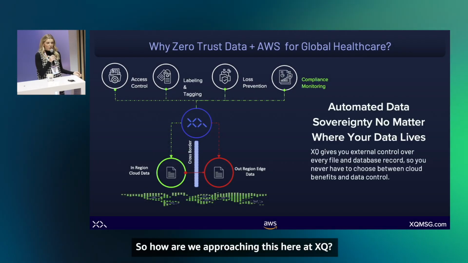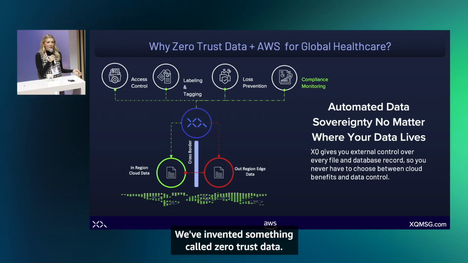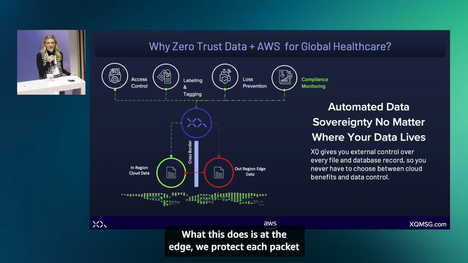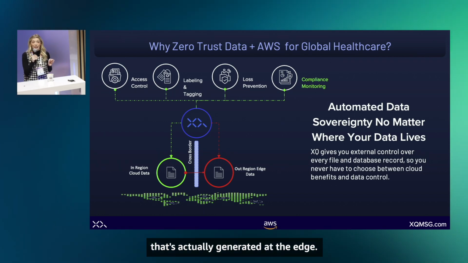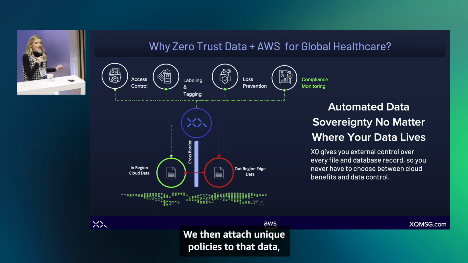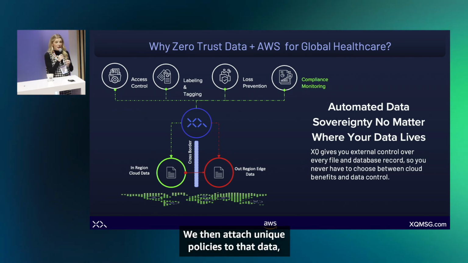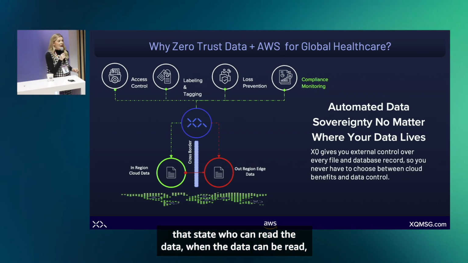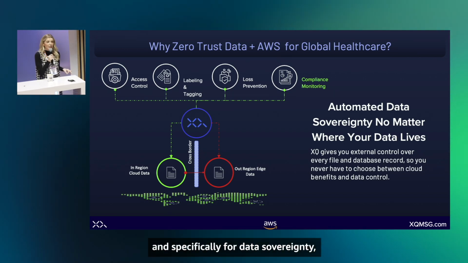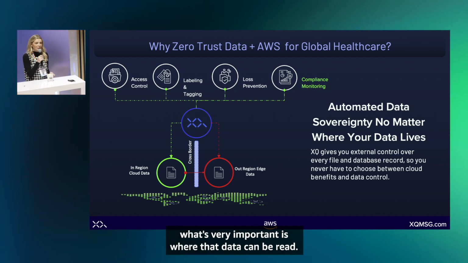So how are we approaching this here at XQ? We've invented something called zero trust data. What this does is at the edge, we protect each packet of data that is microsegmented with a unique encryption key that's actually generated at the edge. We then attach unique policies to that data that state who can read the data, when the data can be read, and specifically for data sovereignty, what's very important is where that data can be read.